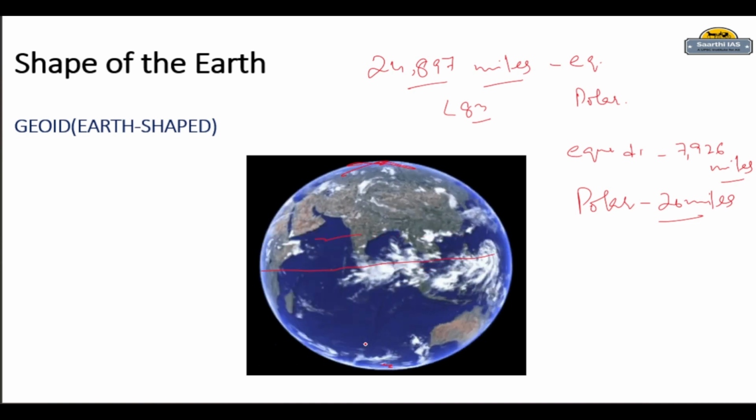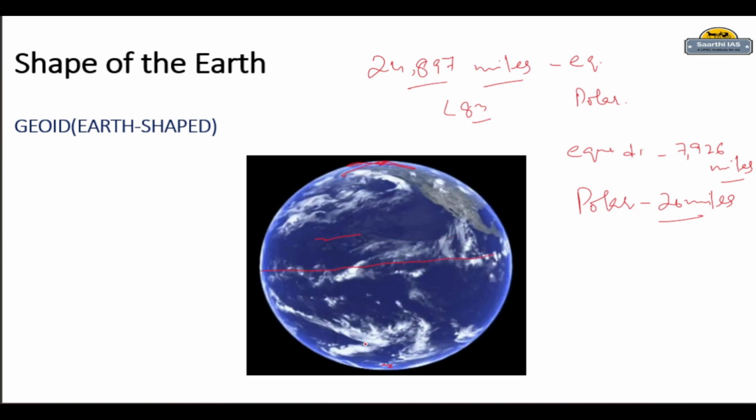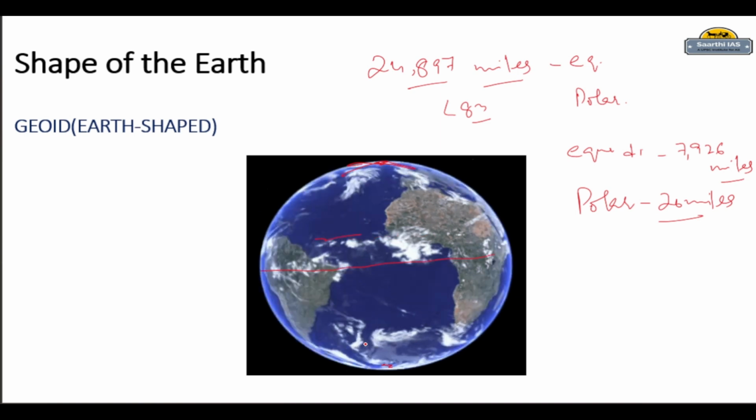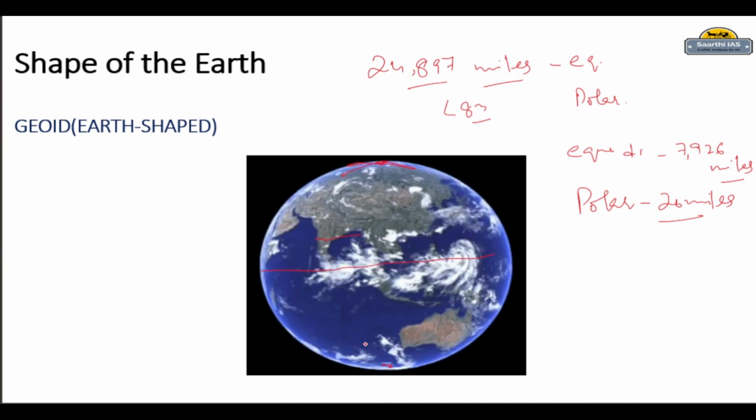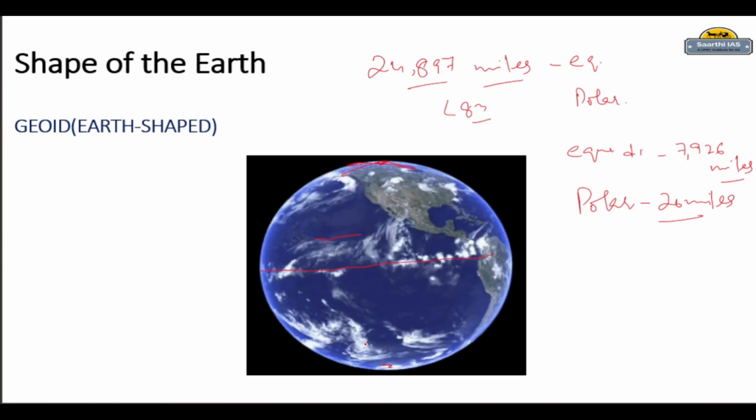So what shape can we call the Earth? We can call it a geoid shape. It looks like a geoid. Geoid itself means earth-shaped.